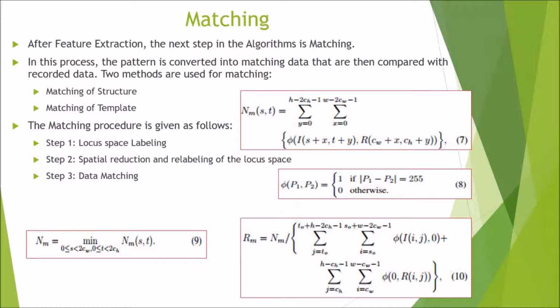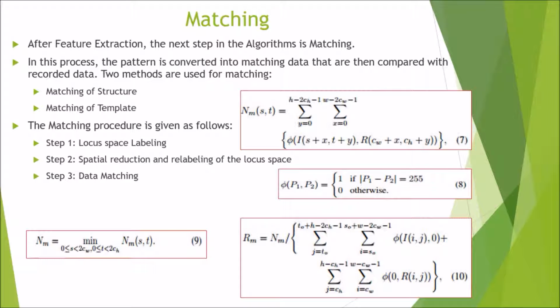After feature extraction, the next step in the algorithm is matching. In the matching process, the pattern is converted into matching data and these data are compared with recorded data. Two methods are commonly used for matching line-shaped patterns: structural matching and template matching. Structural matching requires additional extraction of feature points such as line endings and bifurcations. The ambiguous regions around the vein are identified and the slight misalignments between vein patterns in these regions are ignored. Robust template matching is thereby achieved.